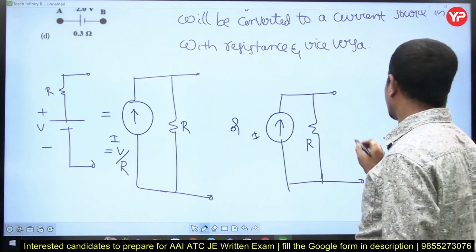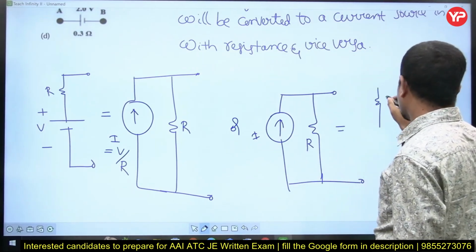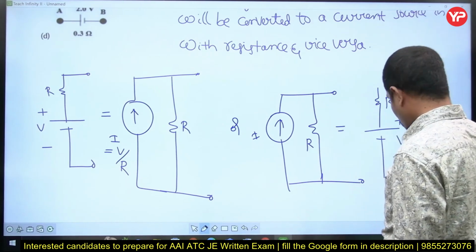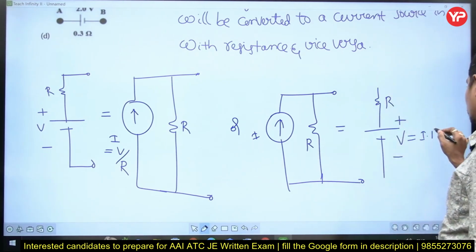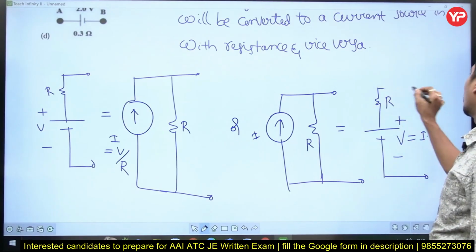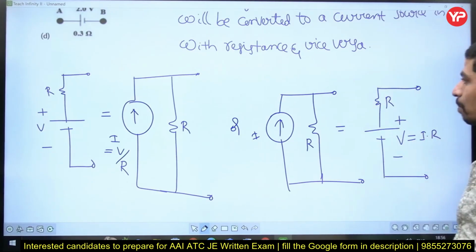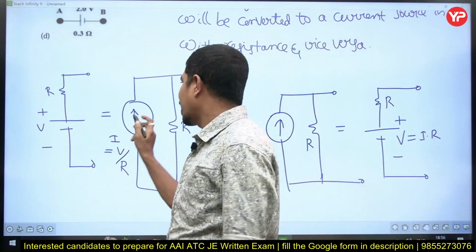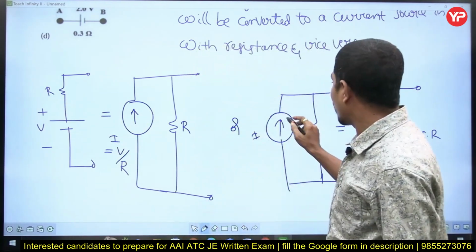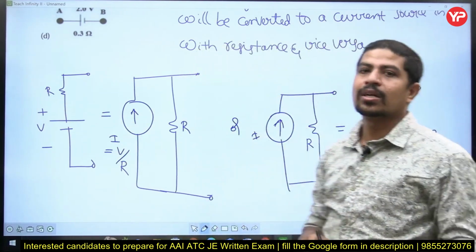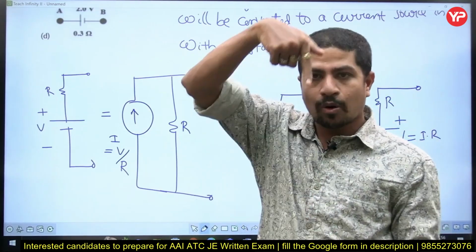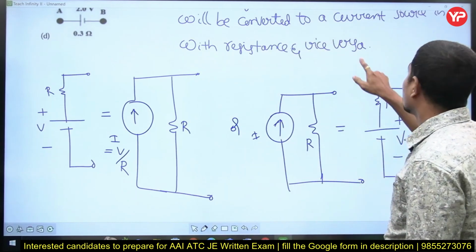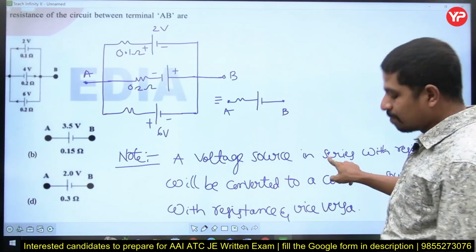That will be converted to a voltage source in series with the same resistance, with voltage V equal to I into R. Yes or no? But here the arrow direction and plus-minus are very important. If plus is upside, the arrow should be upside. If the arrow is upside, plus should be upside. If plus is downside, the arrow direction of the current source should be downside. The same concept I am going to use here for this question. Observe all of you carefully. Very simply we do this.